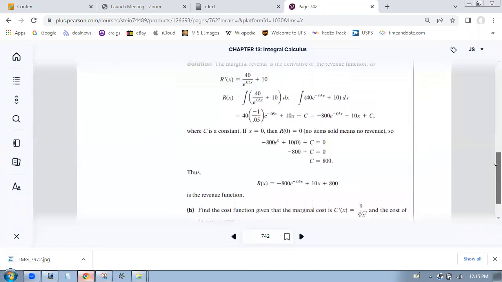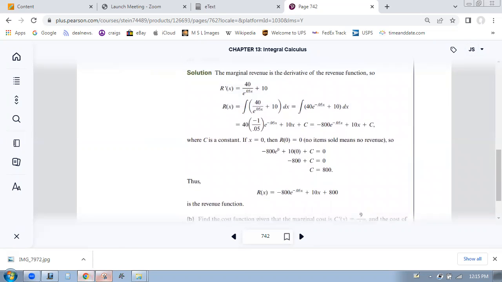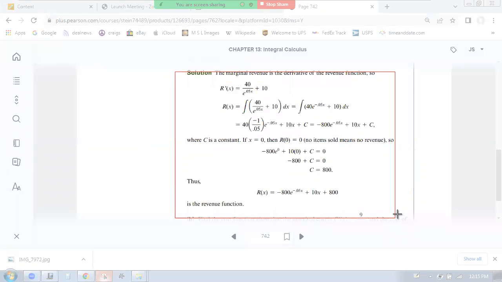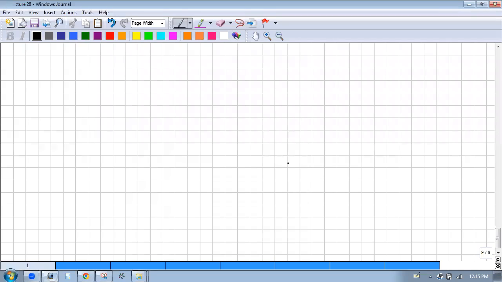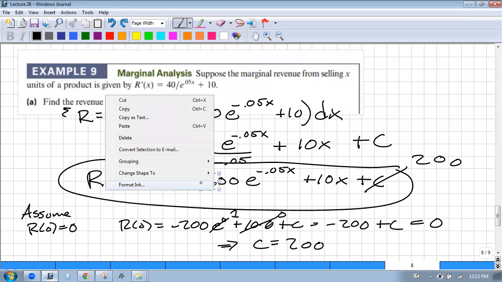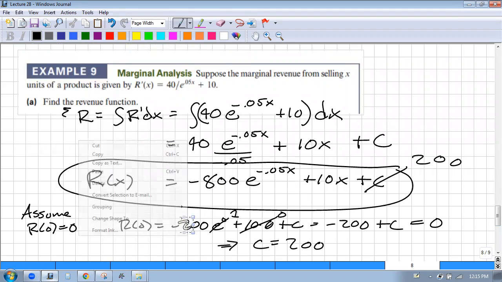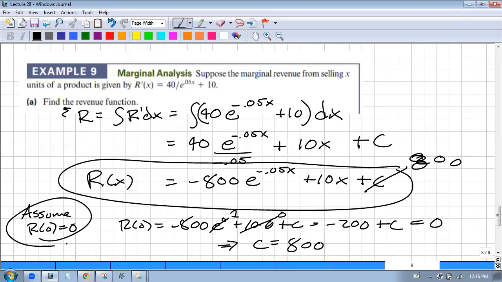Let's see, what did they get? They got 800 here. Either I did my math wrong or something. Let's see. Yeah, I did. I divided wrong. This is not 200, it's 800. So C should be 800 there, right? Did my arithmetic wrong in my head. But our assumption was correct, right? All right.